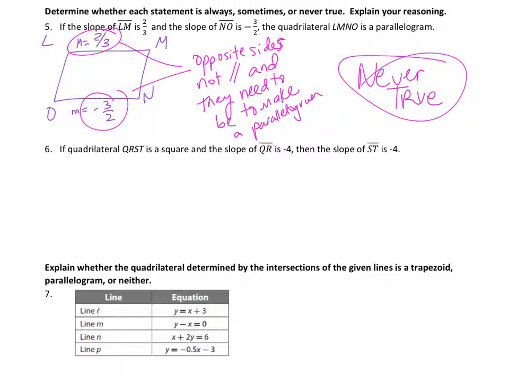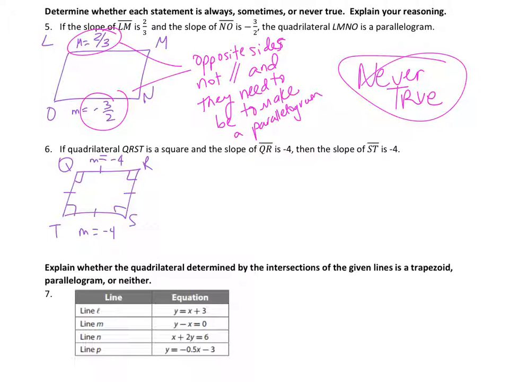All right, so on to number 6. They first tell us that quadrilateral QRST is a square, so there is my square, and it says the slope of side QR is -4. Then they're saying that the slope of side ST is going to be -4.